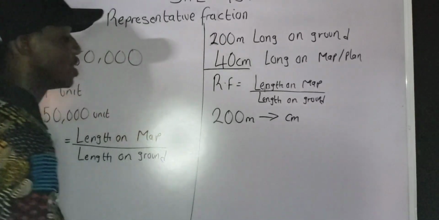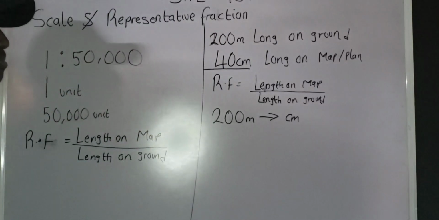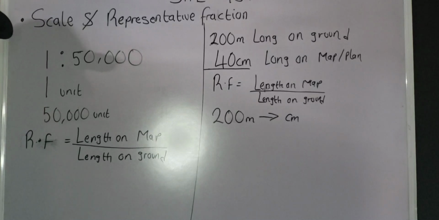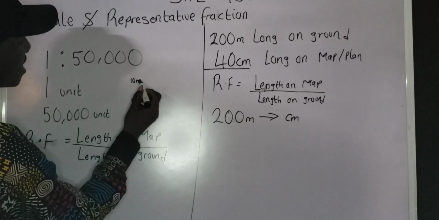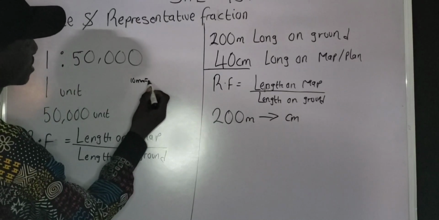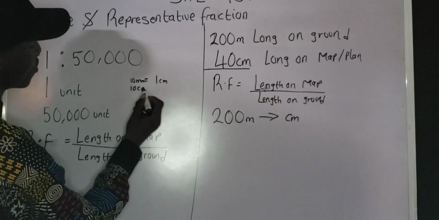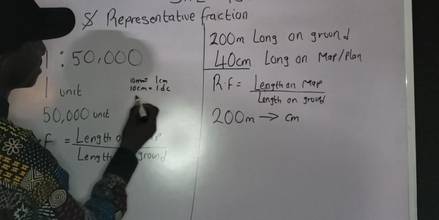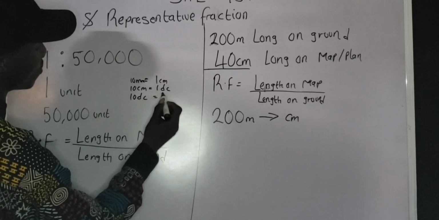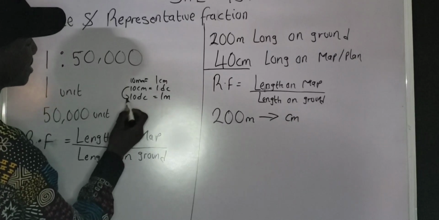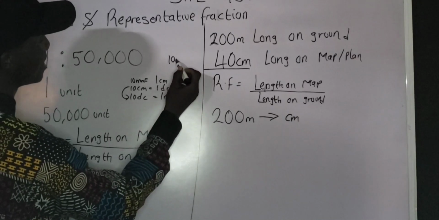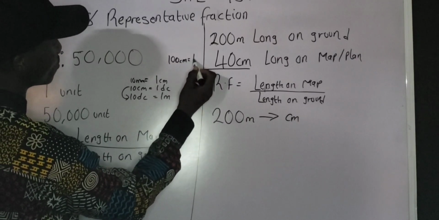You understand? So now, don't forget that 100 centimeter equals to what? 1 meter. Do you understand? I don't want you to forget your basic measurement. You know, 10 millimeter equals to what? 1 centimeter. 10 centimeter equals to what? 1 decimeter. 10 decimeter equals to what? 1 meter. So in that case, 10 times 10 is 100. So 100 centimeter equals to what? 1 meter. Do you understand?